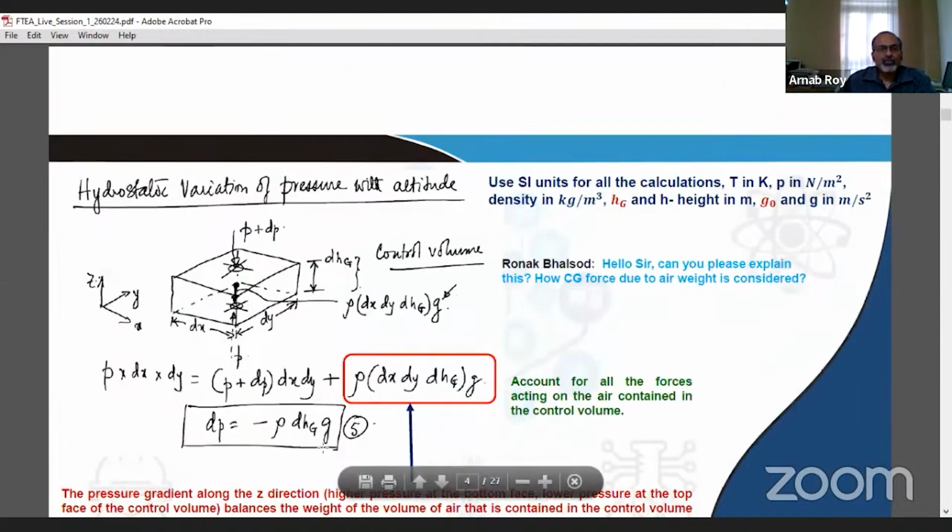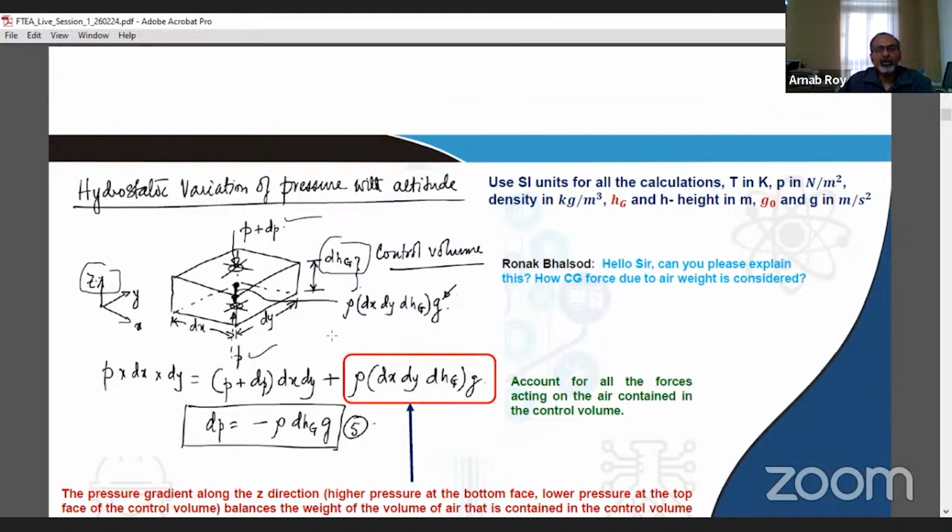Now, as we move along increasing altitude direction, let's say if that is the Z direction, then we may imagine a small control volume having a height dHg with a cross-section dx, dy along the xy directions, and two different pressures, P and P plus dP, acting on the bottom and top portions of that control volume, and then try to account for all the forces that may be acting on that air within the control volume.